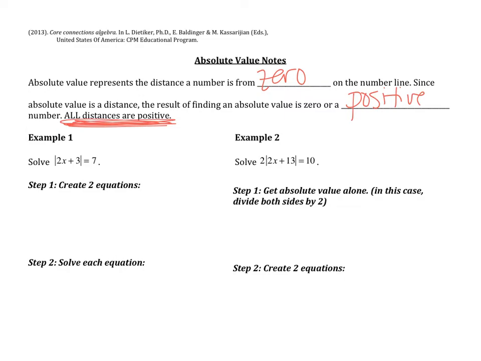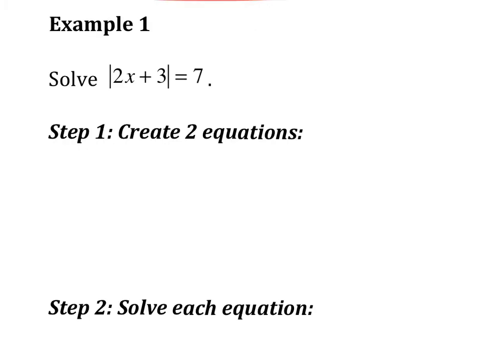It's always positive. In example 1, we are going to solve the absolute value of 2x plus 3 equals 7. So first you want to make sure the absolute value is isolated, that it's by itself, and if you notice, it is. There's nothing being multiplied, added, subtracted, or divided along with the absolute value. So once it is isolated, we are going to create two equations. So the first equation is going to look identical, except you are removing the absolute value bars.